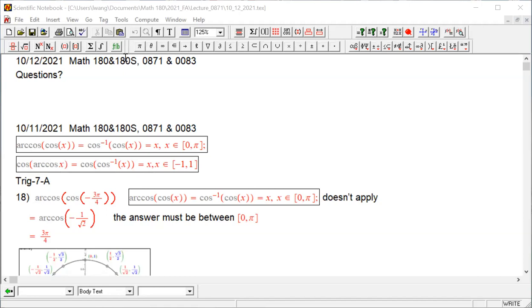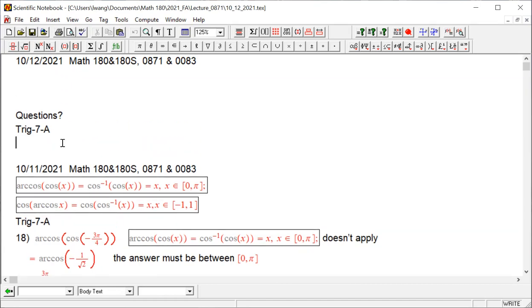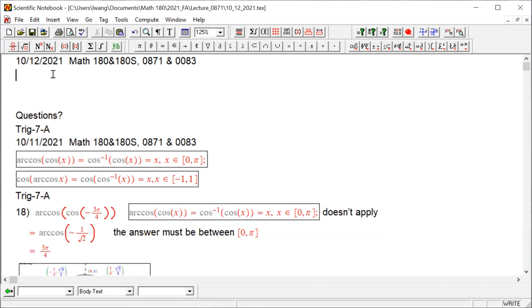All right, with that said and done, you should be able to do all the exercises on Trig 7a. Those exercises are for understanding all of these issues related to the composition of trig functions, domain and range, and where they came from, and so on. Of course, you can ask questions anytime. Today we're going to talk about arctangent.